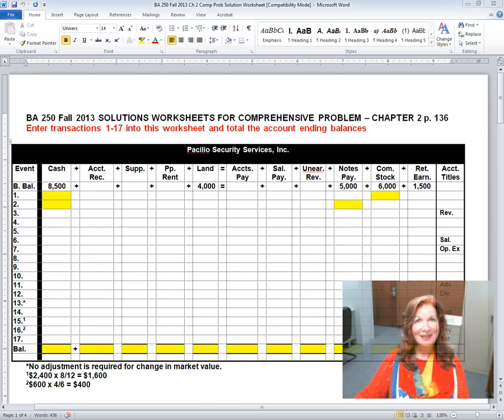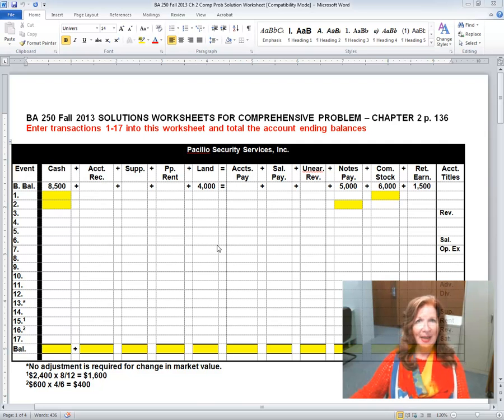Welcome. This is a presentation on Chapter 2's comprehensive problem. Chapter 2's comprehensive problem is at the very end of the chapter where we find all of them. This one happens to be on pages 136 and 137. You can open your textbook to pages 136 and 137, and you can see the solution behind me.